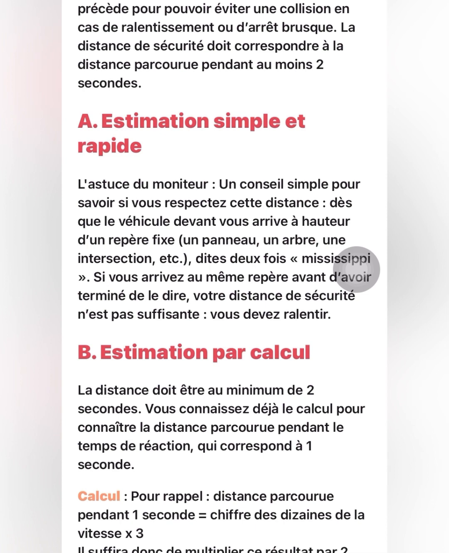Estimate simple rapid. How can you estimate it? This is just an estimate. What you are going to use to know it, how to estimate it: on the autoroute it must be two lines. And if you cannot see those two lines while driving, that means it's not good enough. That is what this one is talking about.